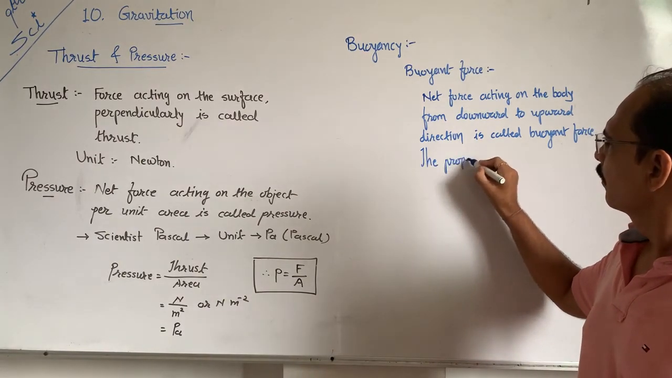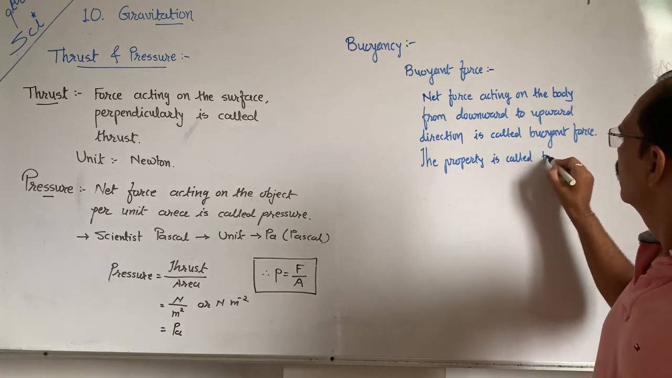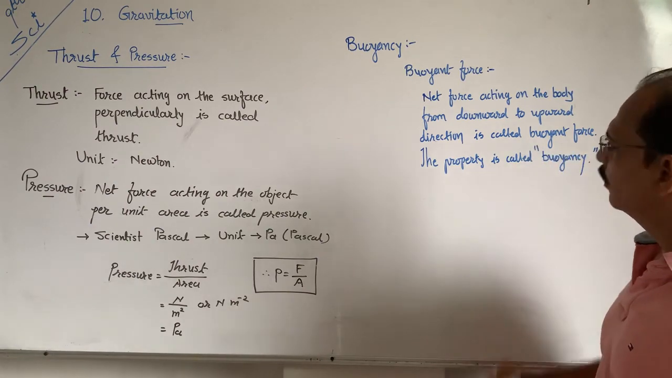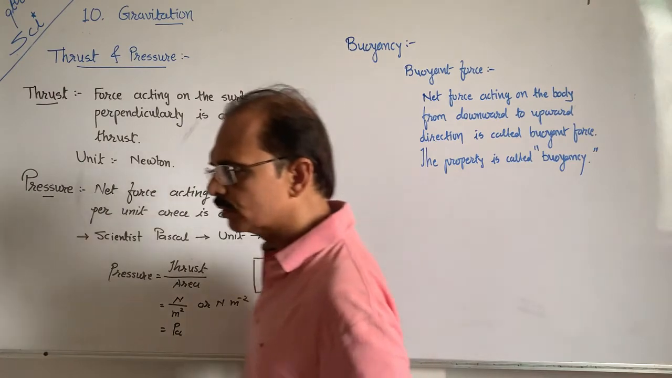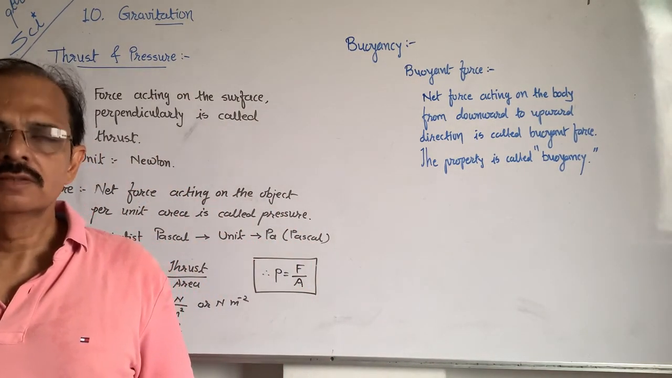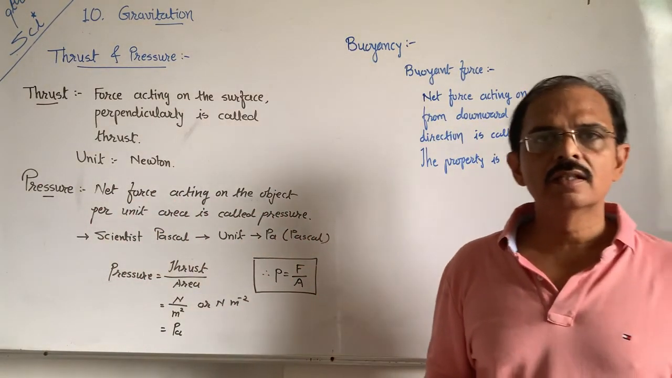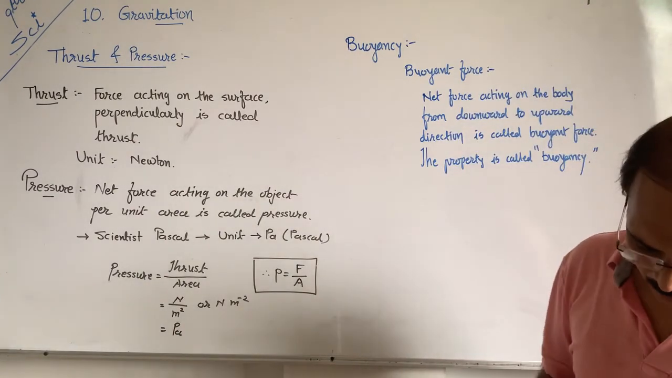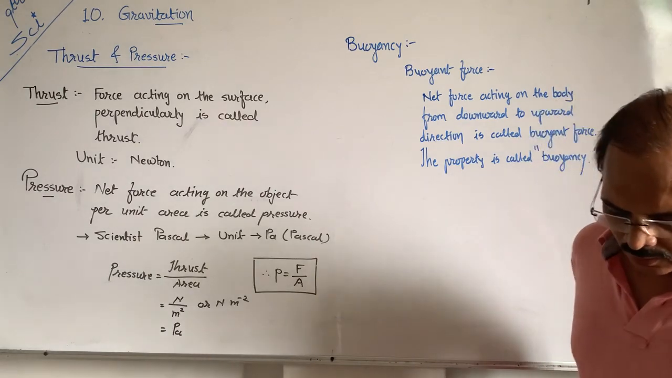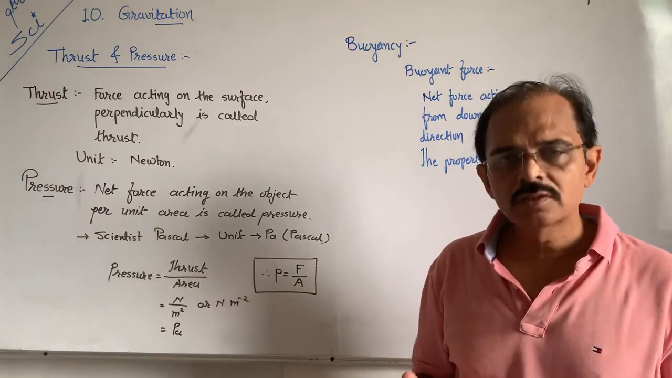Because of this buoyant force, the property is called buoyancy. Because of this property, buoyancy, an object can float in the water, or an object feels lightweight in the water. This is because of buoyancy. You know that objects float or sink. It depends on the surface of the water.